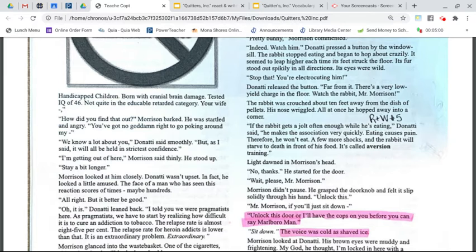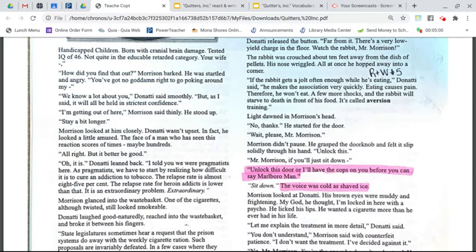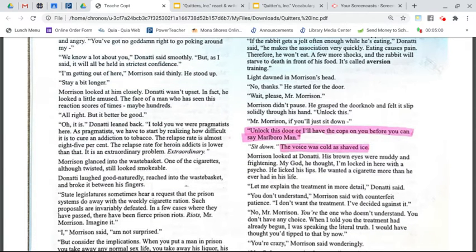"I'm getting out of here," Morrison said thinly. He stood up. "Stay a bit longer." Morrison looked at him closely. Donati wasn't upset. In fact, he looked a little amused. The face of a man who has seen this reaction scores of times, maybe hundreds. "All right, but it better be good." "Oh, it is." Donati leaned back. "I told you we were pragmatists here. As pragmatists, we have to start by realizing how difficult it is to cure an addiction to tobacco. The relapse rate is almost 85%. The relapse rate for heroin addicts is lower than that. It is an extraordinary problem."